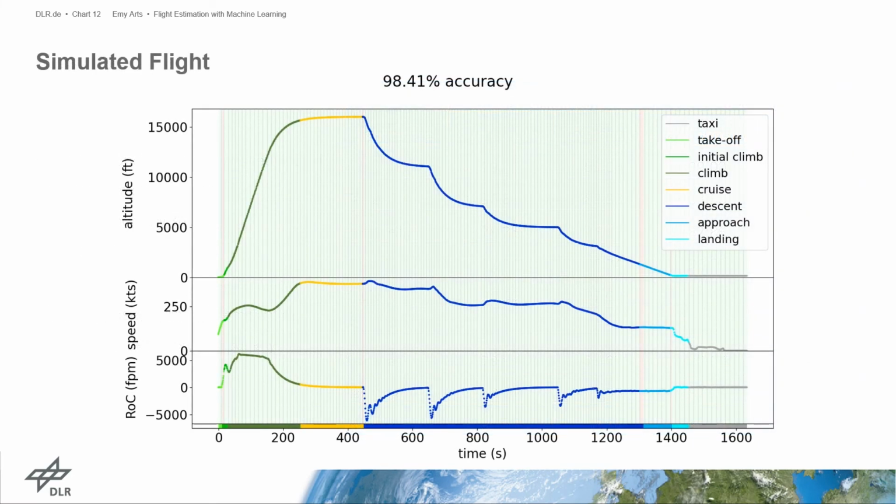In this slide, we can see the result of a simulated flight, recorded with the X-Plane simulator, and we can see how the overall accuracy is relatively good, and there are some minor inaccuracies at the edges between the flight phases. So in the transition between descent and approach, it's the largest error in this case.